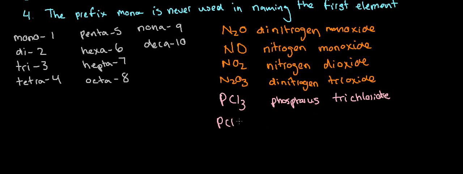If I were to do a different amount, say 5, again, phosphorus, only 1. Here there are 5. So this would be pentachloride.